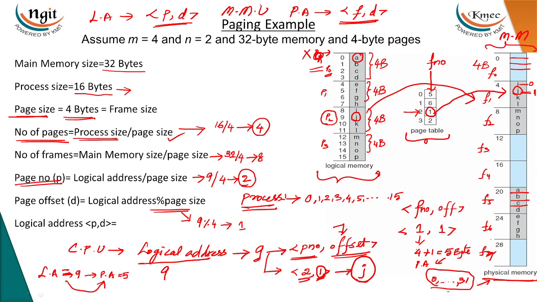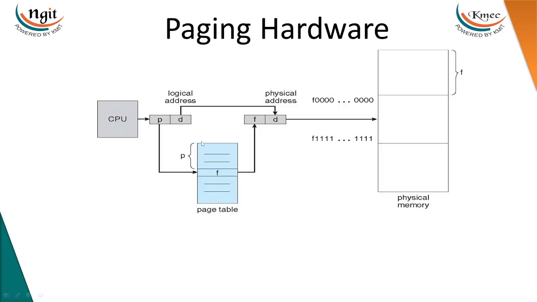Let's see the hardware support for this, the paging hardware. Here the CPU generates a logical address 9. This logical address is divided into two parts, 2 comma 1. Now it will go to the second entry, 0, 1, 2, and find the frame number 1. This frame number is stored here, and the displacement value 1 will be copied here. So it will become 1 comma 1.